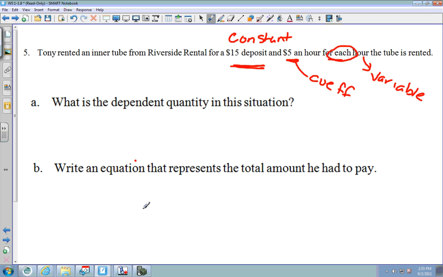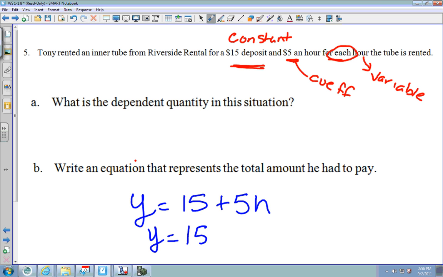Now, I'm going to go down here and write the equation first. Y equals, first off, what do you have to first pay for? You have to pay a one-time deposit plus $5 each hour. You don't have to use H. You could put Y equals 15 plus 5X. What is the dependent quantity? The dependent is the Y. What's happening after we do all this? Well, that's how much we're being charged. So it's the total cost to rent the inner tube.